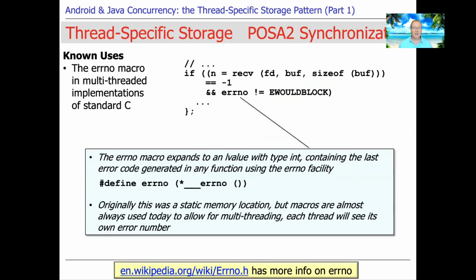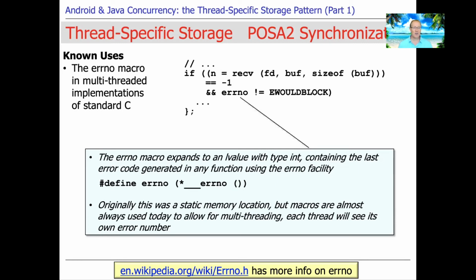So what are some good examples of this pattern? The errno macro in multi-threaded implementations of standard C is a classic example of this. And if you use errno, you can make a system call or a system function call. And when it comes back with a failure result like -1, you can use errno to find out what happened.